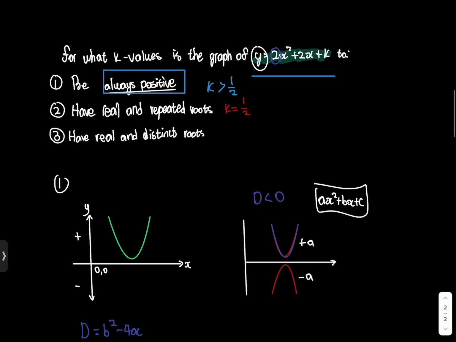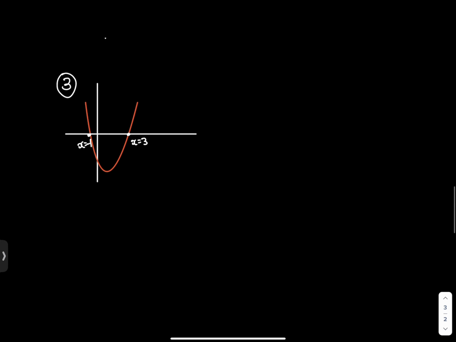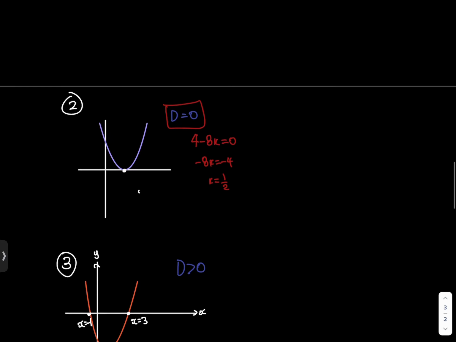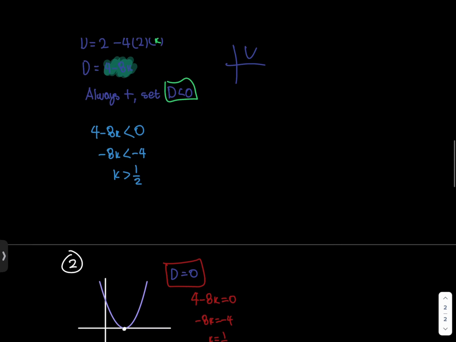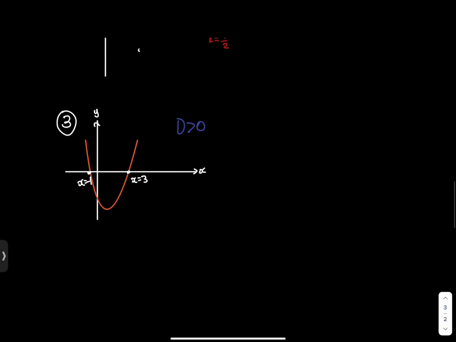Did I write that question right? Yeah, to have real and distinct roots. So we want this graph to cross the x-axis. Do you know what the condition for this is on any curve? Our discriminant is going to have to be greater than 0. For this particular equation, our discriminant is 4 minus 8k. Therefore, 4 minus 8k is greater than 0. Therefore, minus 8k is greater than -4, and therefore k is greater than 1/2.